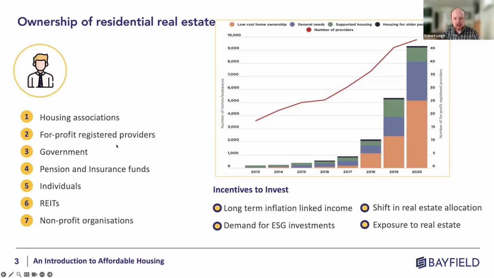Some for-profit registered providers will sometimes own affordable housing. Something to be aware of is that in the UK, when you're doing a new development, a certain proportion of the new development needs to come under affordable housing. Often it's stipulated at 25%. So 25% of the properties, let's say of 100 new homes you're building, will need to be affordable.